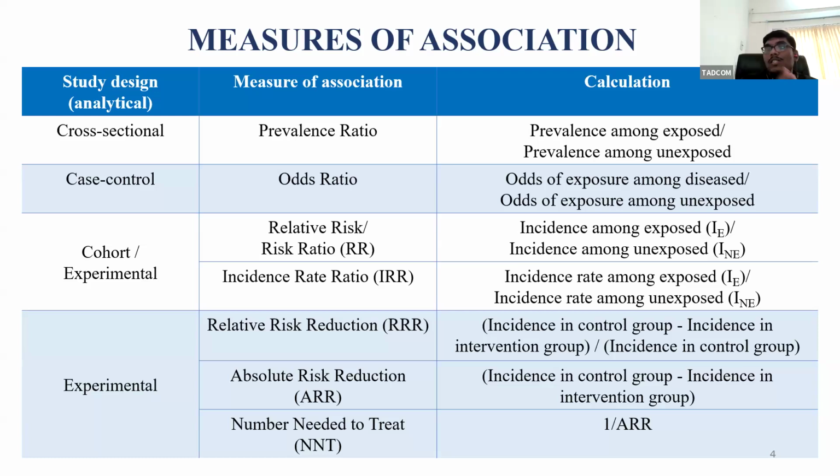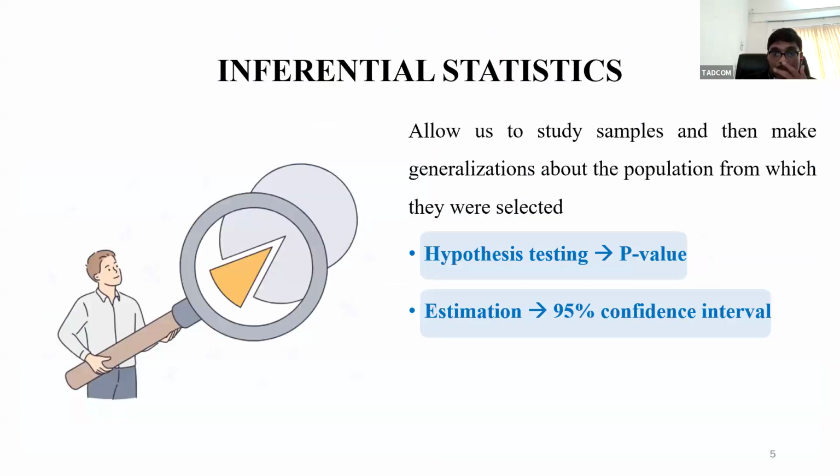Prevalence ratio, odds ratio, and relative risk or incidence rate ratio. If you know these things alone, it is well and good, right? Any doubts? Shall we move further?